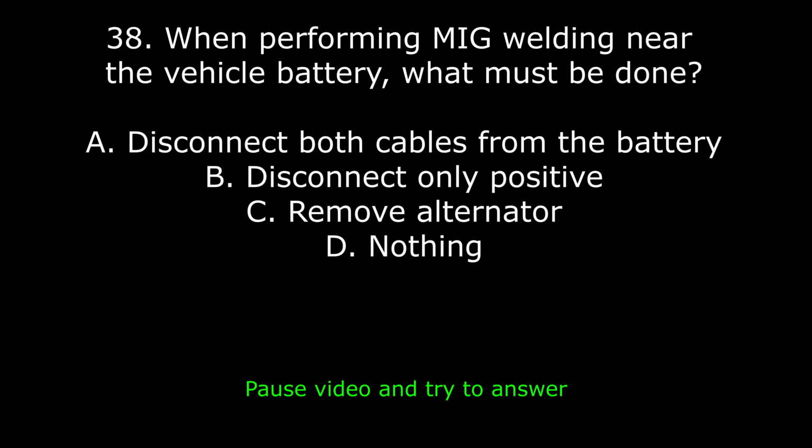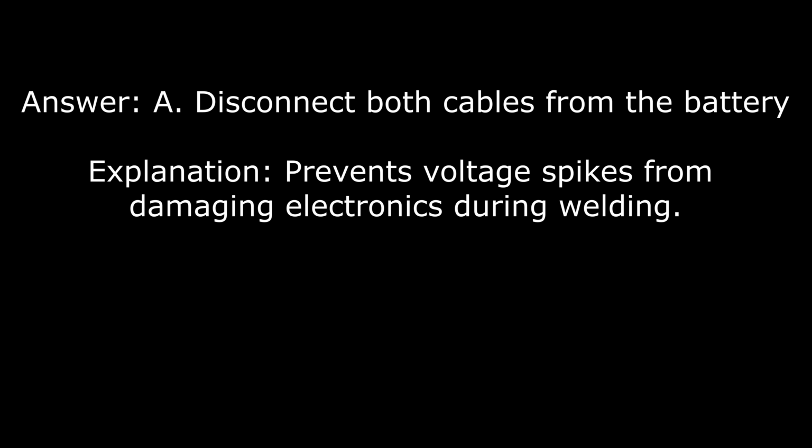Number 38. When performing MIG welding near the vehicle battery, what must be done? A. Disconnect both cables from the battery. B. Disconnect only positive. C. Remove alternator. D. Nothing. Answer: A. Disconnect both cables from the battery. Explanation: prevents voltage spikes from damaging electronics during welding.